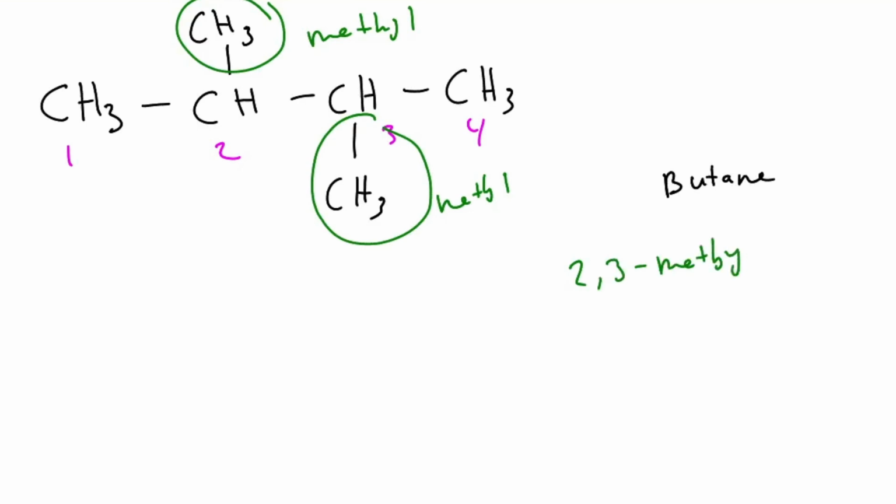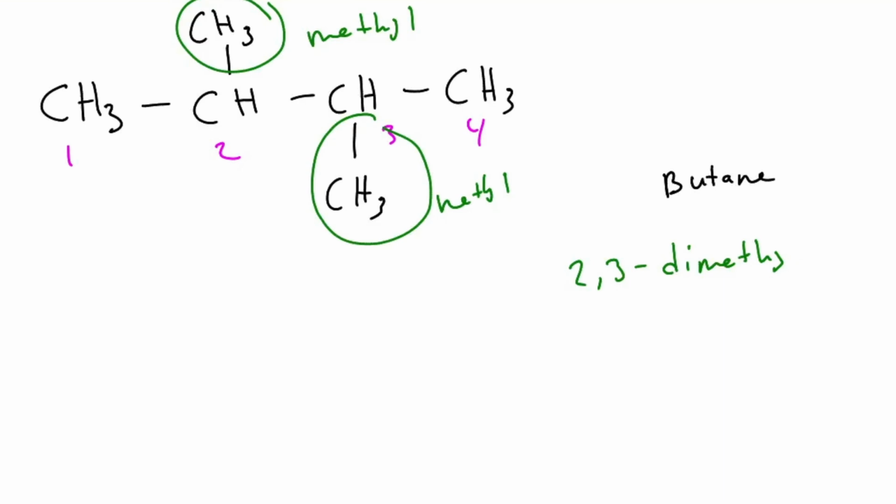Now this is wrong. Why is it wrong? How many methyls are there? You have to explain how many methyls there are. So 2,3-methyl won't work. You have to do 2,3-dimethyl. Right? Dimethyl. Now if there's 3, it'd be tri, right? So remember, it's important to put this in front of our root word here for substituents.